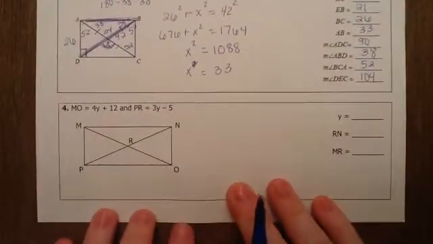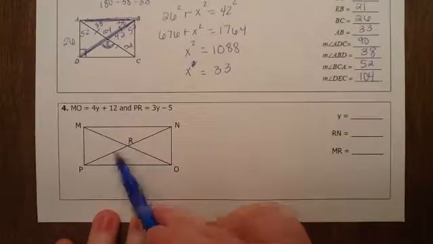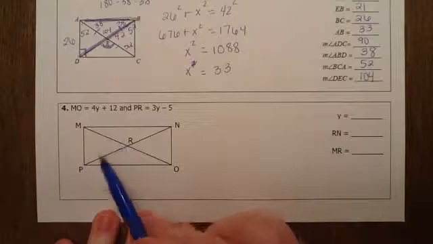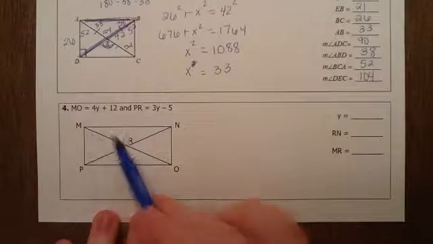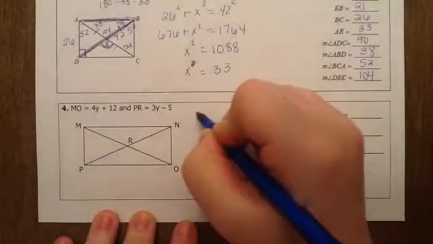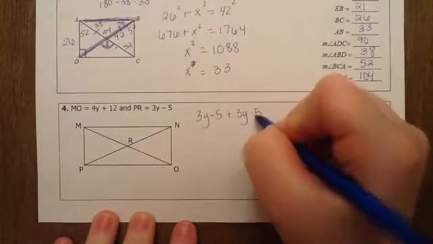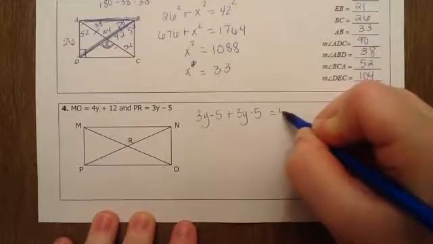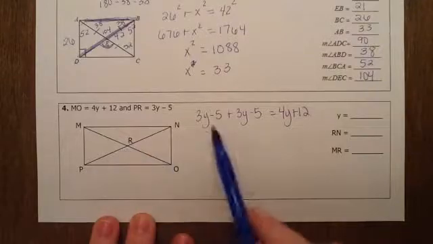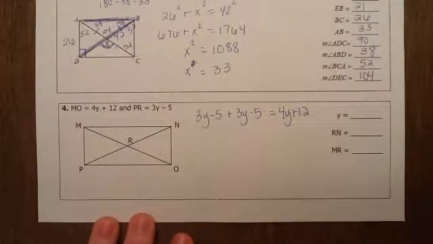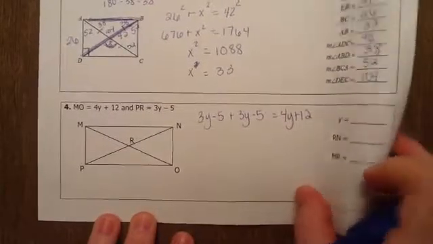Let's take a quick look at this one. MO is the whole length. PR is half. Okay. I know that these are the same, so two of these must make the whole thing. So 2 PRs, so 3y minus 5 plus 3y minus 5 must equal 4y plus 12. PR is half, so 2 of them equal the whole thing. You can then solve for y, plug it back in to find the missing pieces.